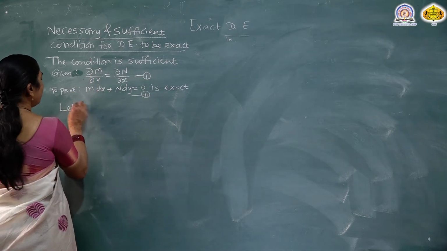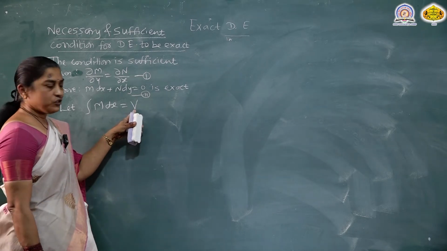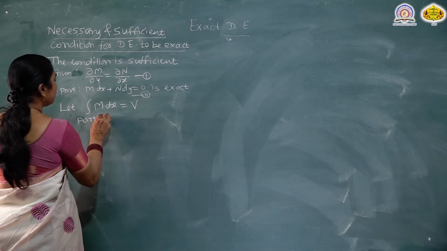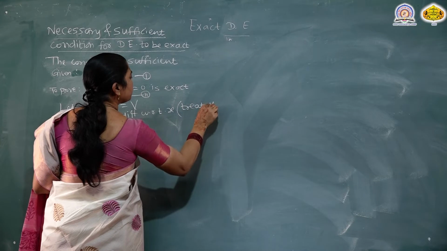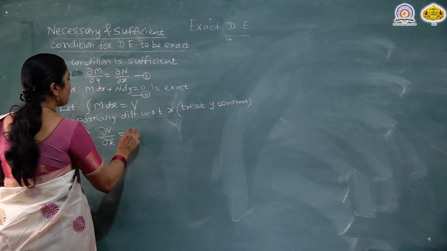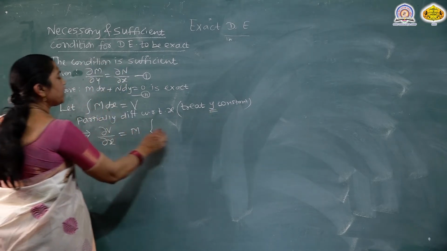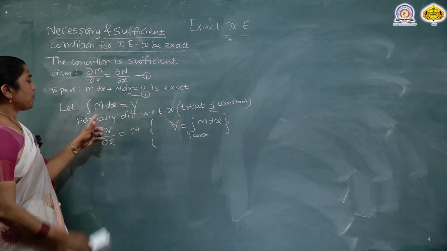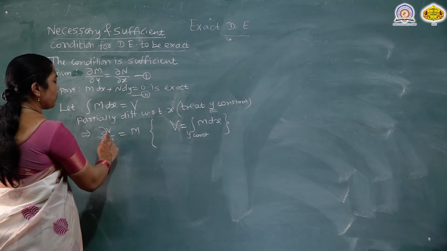To prove this, we will start with the assumption that integral M dx is equal to v. We are considering a new function v such that v is equal to integral M dx. Now partially differentiate this with respect to x, treating y to be constant. So we get ∂v/∂x is equal to M. Because we are treating y to be constant, we can write v as integral M dx with y constant. Differentiating partially with respect to x, we get this step. So we have M is equal to ∂v/∂x.